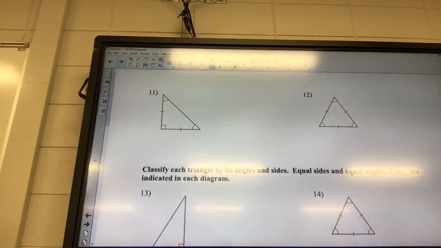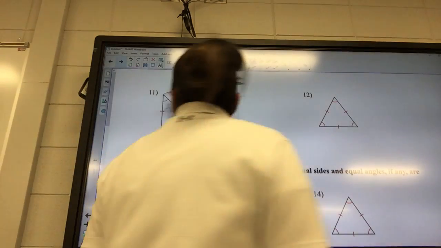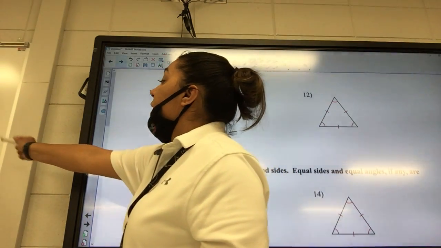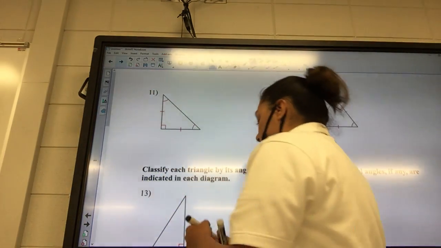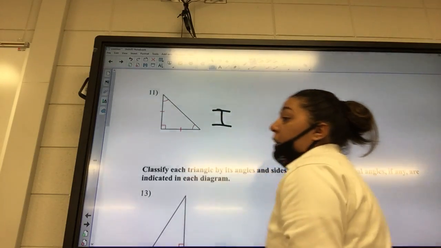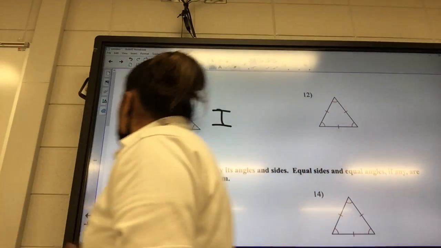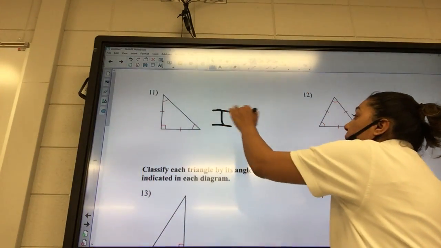And then an acute. You can tell that the smallest angle is going to be less than 90 degrees. Here, the 90 degrees mark would be straight up and down, and it's less than that. If we look at 11, is it going to be an equilateral, isosceles, or scalene? It's an isosceles. And is it obtuse, right, or acute? It's a right. It's got that right angle.